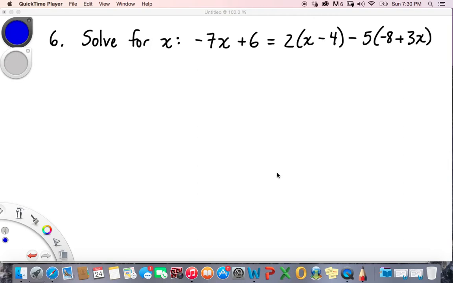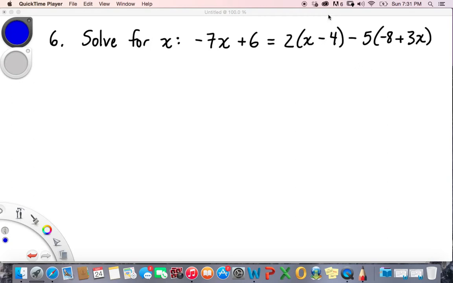We are now on problem number 6 from the Unit 1 study guide involving solving equations and inequalities. Once again, we have a problem where we are simply solving for a variable, in this case x once again. And if you look at the equation, we have negative 7x plus 6 equals 2 times the quantity x minus 4 in parentheses minus 5 times the quantity of negative 8 plus 3x all in parentheses.